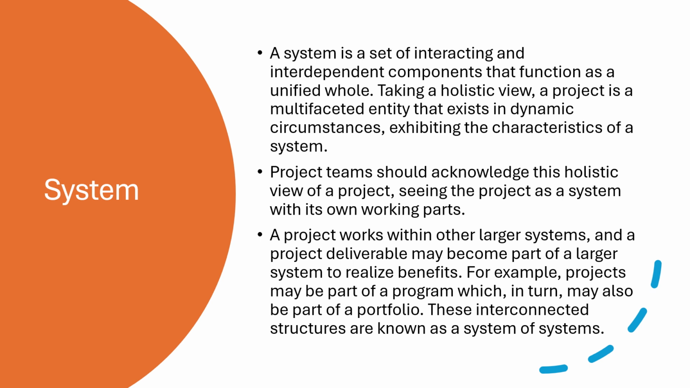So, what's a system? A system is a set of components that function as a whole. And a project is a multifaceted entity that exists in dynamic circumstances, meaning that things around the project and in the project are always changing. You must understand and acknowledge that so that you can see the project as a system with its own working parts. A project works with other larger systems, and a project deliverable can be part of a larger system.